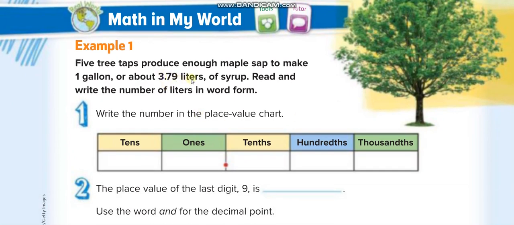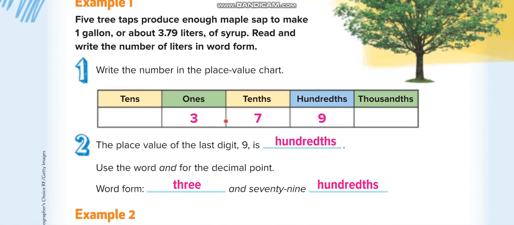3.79 liters. Okay, this is the first example. How we'll write it, you know that this is before the decimal. 3 is ones, so it will be here. 7 is tenths, not tens, tenths with THS, and 9 is hundredths. Okay, so this is how we solve it: 3 ones, 7 tenths, and 9 hundredths.